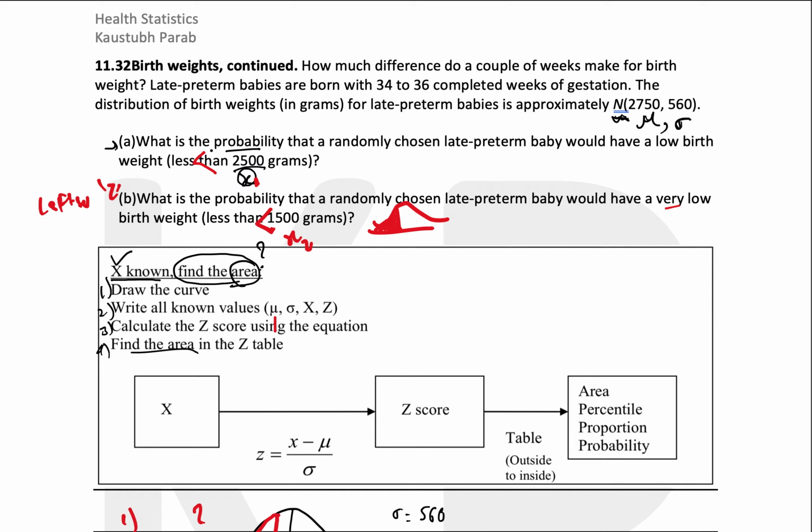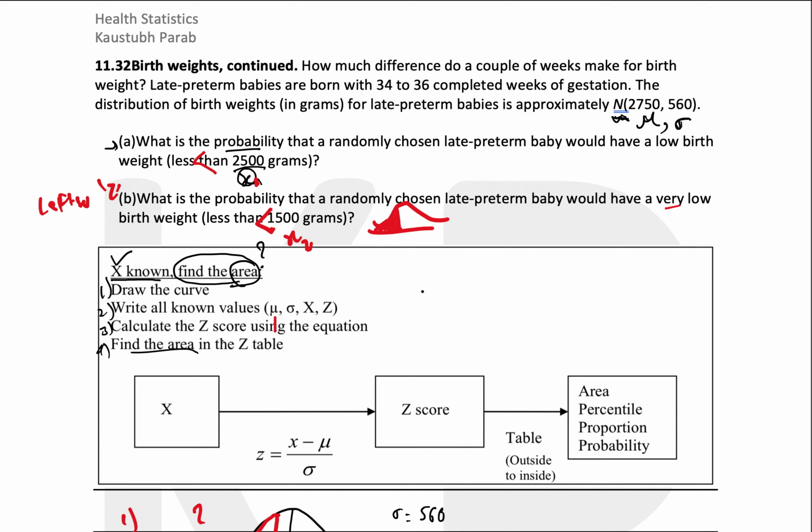And then this is the first question that's been asked: what is the probability that a randomly chosen late preterm baby would have low birth weight less than 2500 grams? So this is nothing but your x value. In this case we can say x1 because we have a similar other problem, type B. Whenever you have been asked to calculate area, it is this type of question. X is known to you and you have to find the corresponding area.